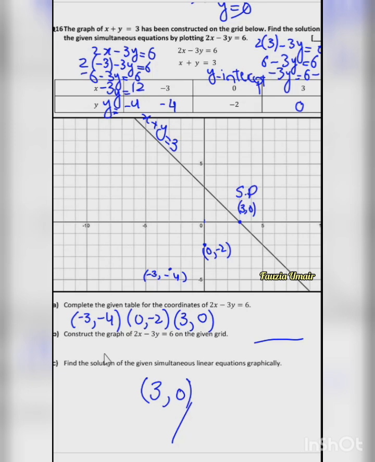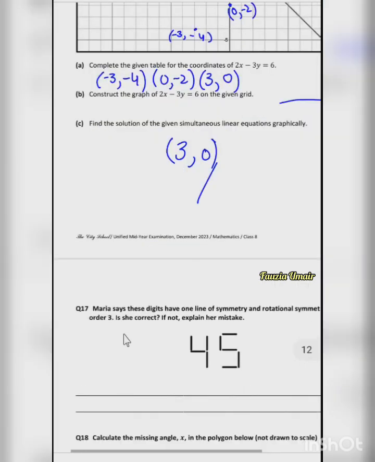To be more sure, you can always put 3, 0 in these two equations and verify your answer also. But I'm skipping that part, all right? So let's go to the next part.